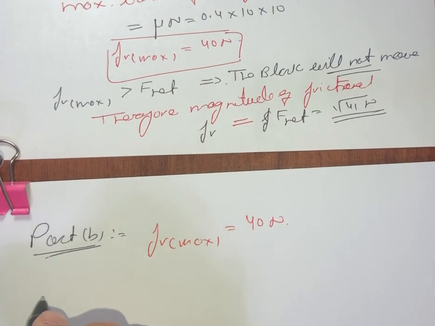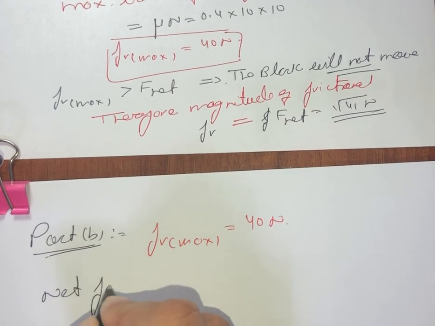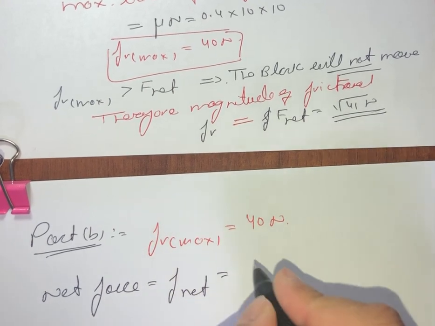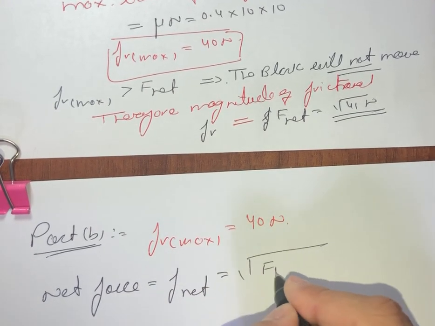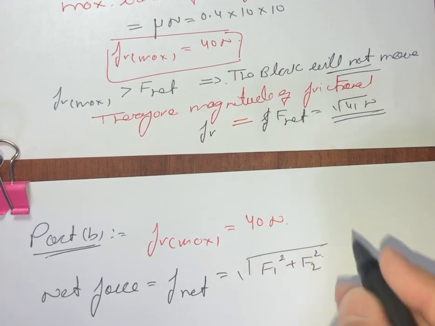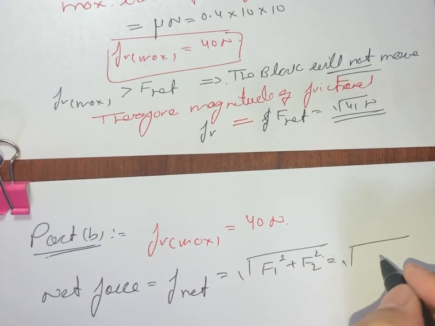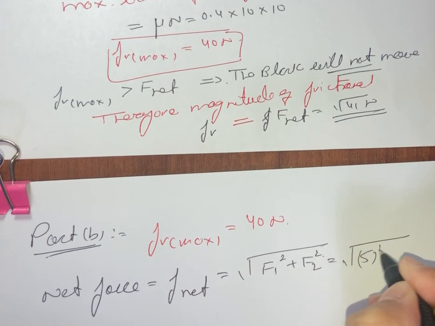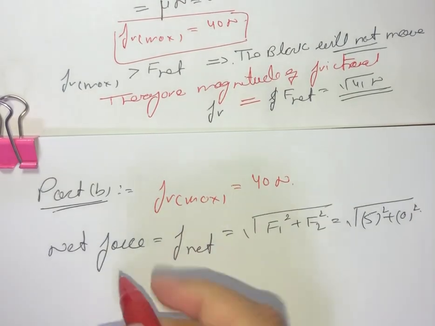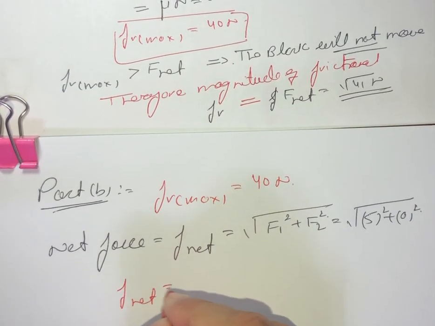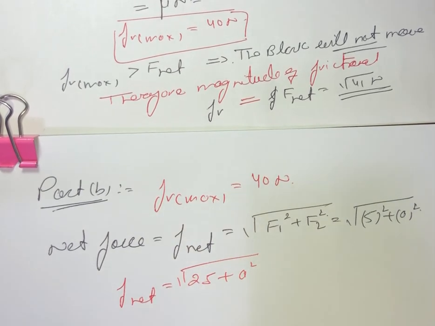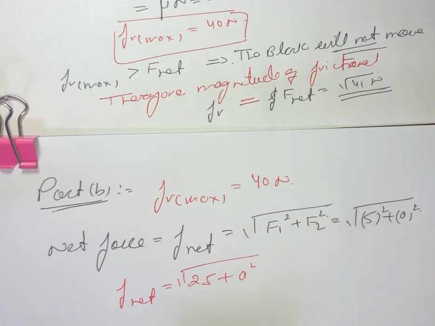So you can say net force F net is equal to square root of F1 square plus F2 square. Substitute the value, we get 5 square plus A square. So F net will be equal to square root of 25 plus A square. Now it says that the motion of the block impends.